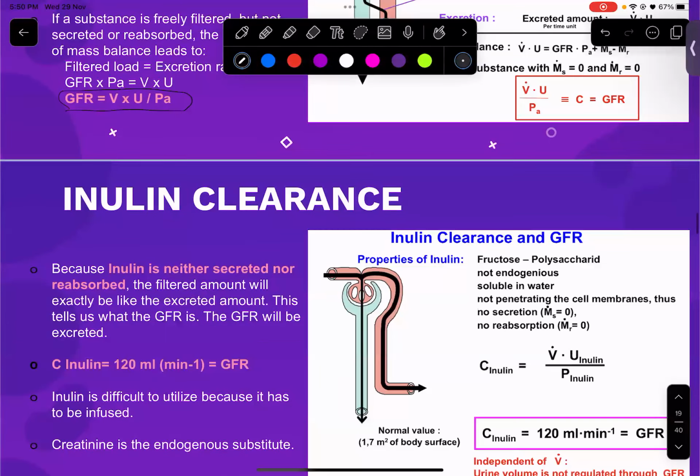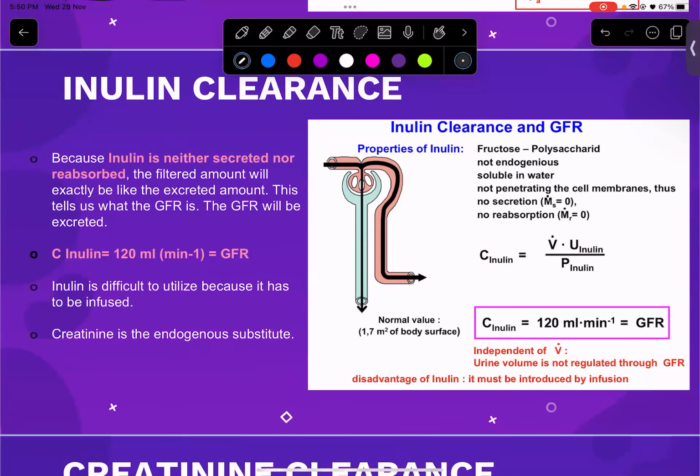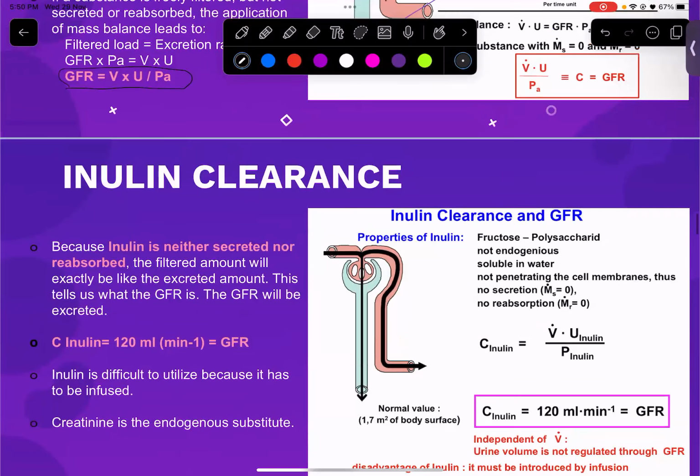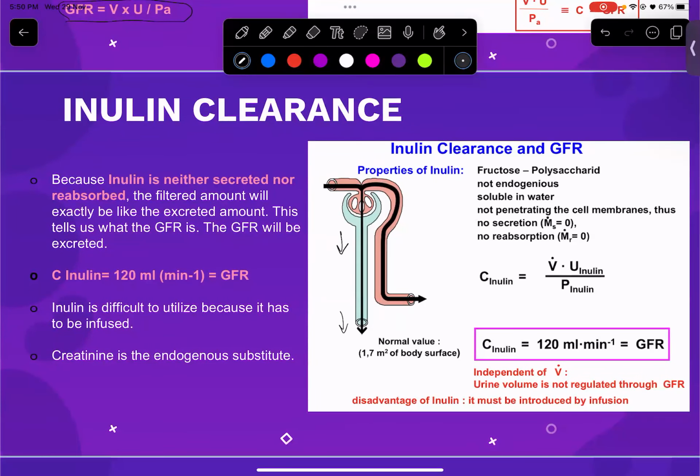Now, inulin clearance, basically, this is a substance that is infused. Remember when I said there's an infused substance that basically gives us the GFR? Where basically it's freely filtered and it does not get secreted nor reabsorbed. So whatever is being filtered right here is also being excreted. And this is exactly why it's beneficial, because it gives us a GFR. And we know GFR normally should be 180 milliliters.